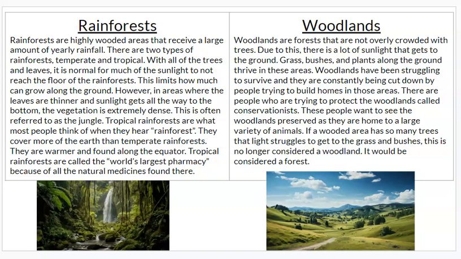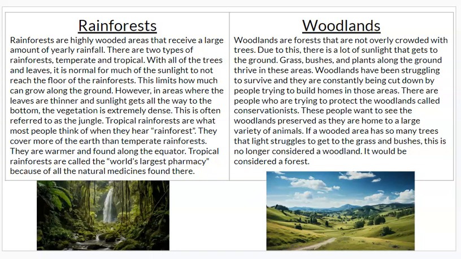Woodlands. Woodlands are forests that are not overly crowded with trees. Due to this, there's a lot of sunlight that gets to the ground. Grass, bushes, and plants along the ground thrive in these areas. Woodlands have been struggling to survive, and they are constantly being cut down by people trying to build homes in those areas. There are people who are trying to protect the woodlands called conservationists. These people want to see the woodlands preserved as they are home to a large variety of animals.